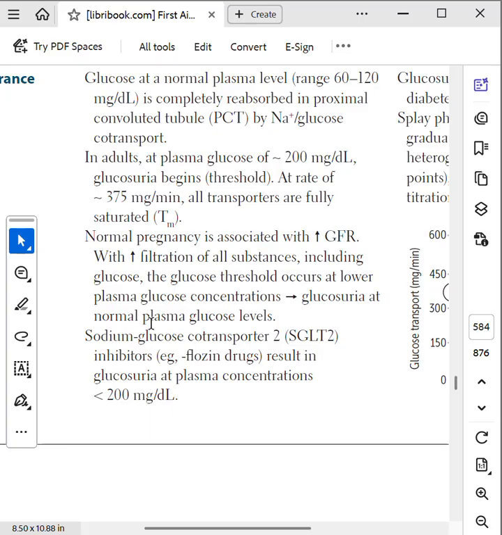Now we have some special drugs, the drugs that end in flozin, dapagliflozin and so on. We use those drugs in diabetic patients, so the glucose is lost in urine much earlier than the threshold of 200 milligram per deciliter.